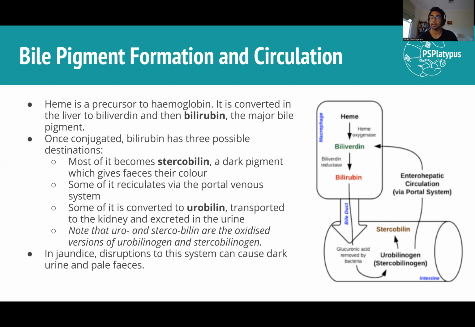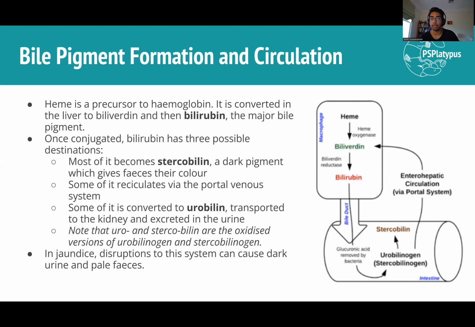Okay, so we start at heme, which is a precursor to hemoglobin. It gets converted. It's good to know the enzymes, but it's not necessarily super high yield. It gets turned into biliverdin, which is green, and then bilirubin, which is more sort of reddish, okay, or orangish sometimes. And so bilirubin and its derivatives are usually the ones that we find in bile, and that's what we call the bile pigments, okay?